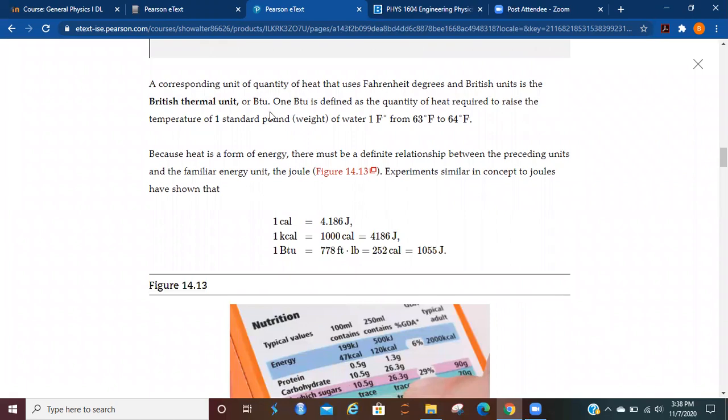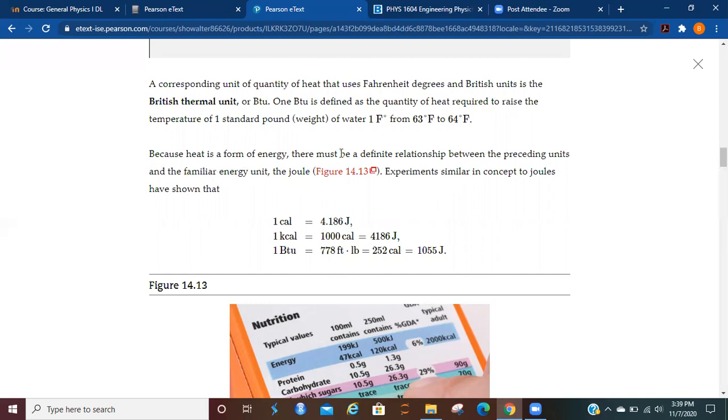A corresponding unit of quantity of heat that uses Fahrenheit degrees in British units is the British thermal unit, or BTU. So 1 BTU is defined as the quantity of heat required to raise the temperature of 1 standard pound weight of water 1 Fahrenheit degree, from 63 degrees Fahrenheit to 64 degrees Fahrenheit.